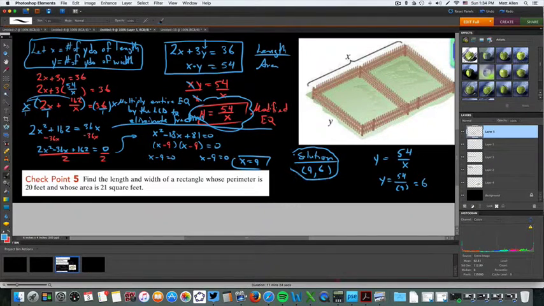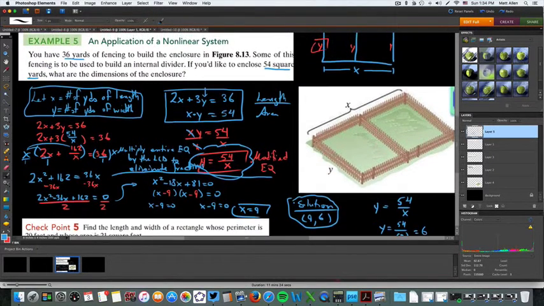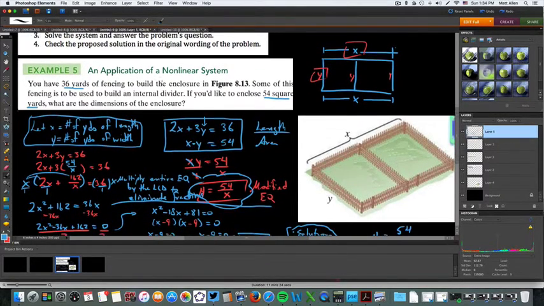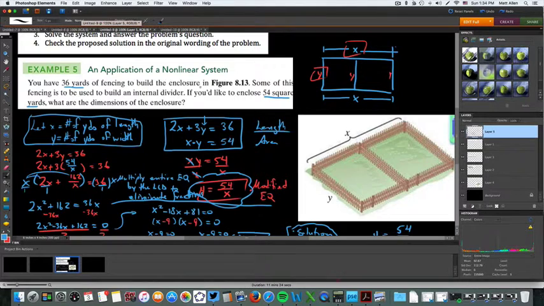But we want to interpret our results. And so we could say that if x is the number of yards of length and y is the number of yards of width, then our last task here was to check the proposed solutions in the original wording of the problem. But basically what we could say is that there must be 9 yards in length and 6 yards in width.